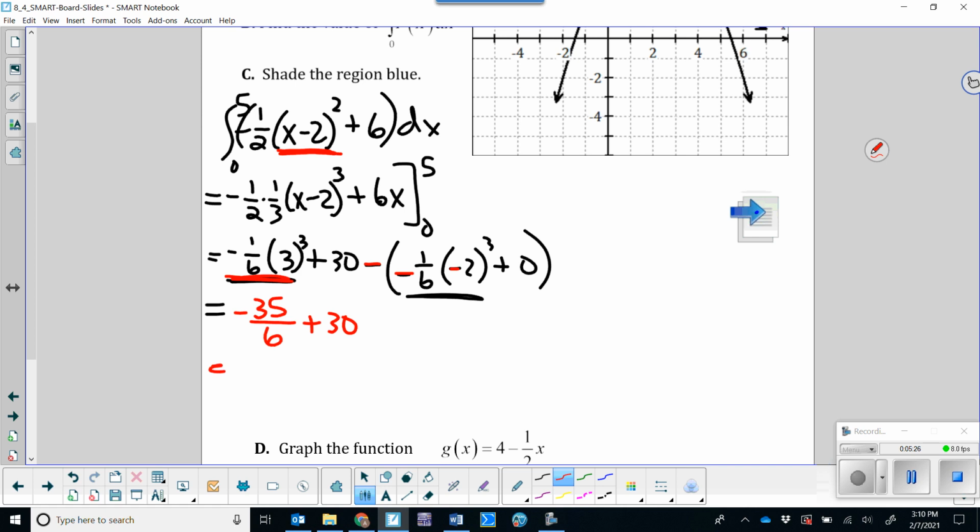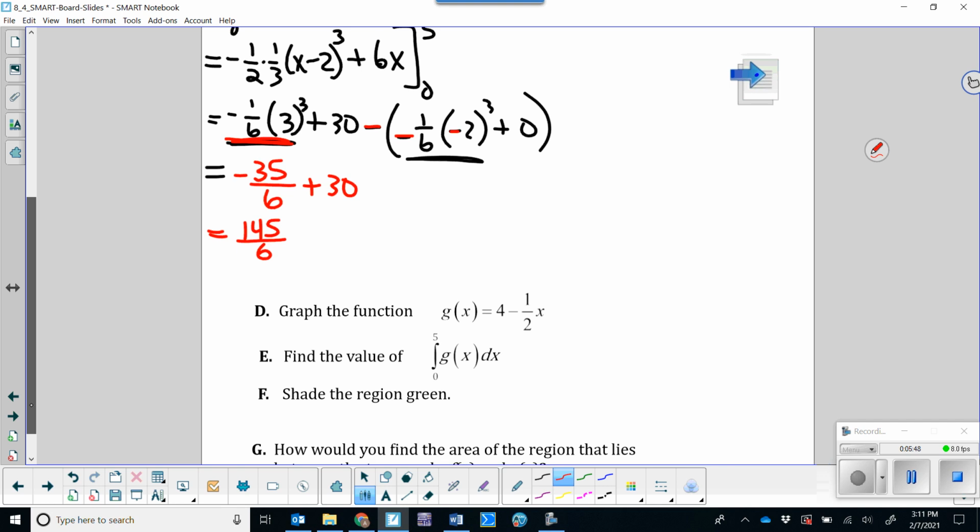And 35 sixths can't reduce at all, so we just have to get a common denominator here. So 30 would be 180 over 6. 180 minus 135 is 145. So we end up with 145 over 6. Now, those are always good to practice, because remember, you're going to have to be able to do that.